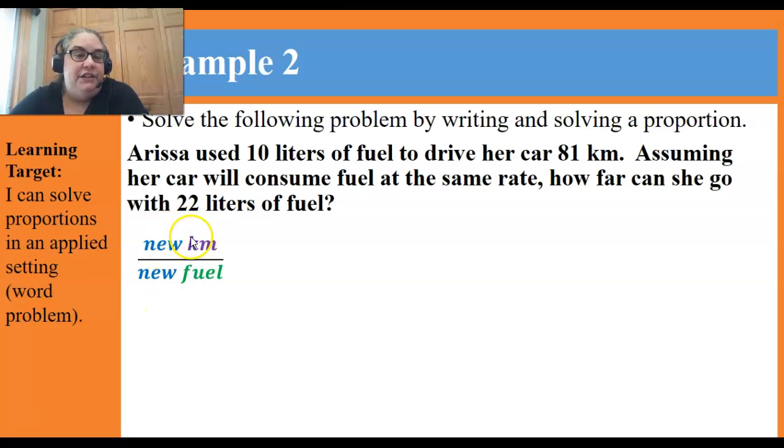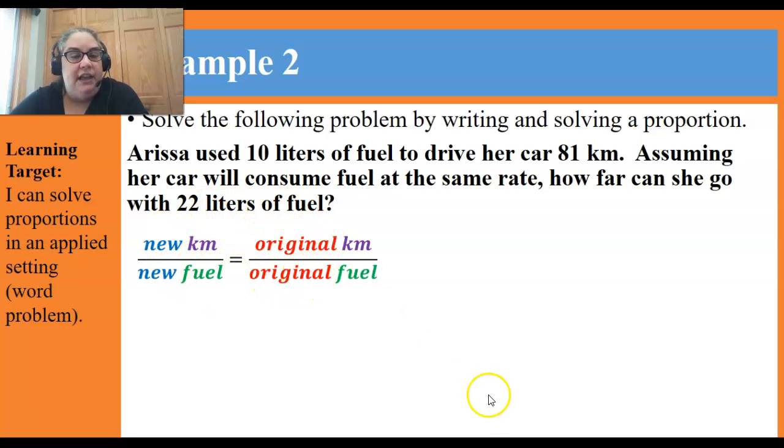So if my first ratio is about the new information, then my second ratio has to be about my original information. And again, we need to compare kilometers to fuel. So according to my labels, this is how it's going to look. And then I'm just going to substitute my information. I do not know how many kilometers she's going, but I do know that it takes 22 liters of fuel. The original kilometers she went was 81, and her original fuel usage was 10 liters.